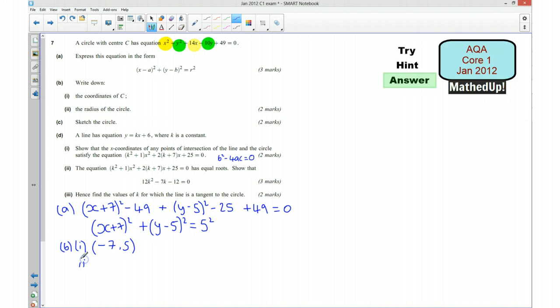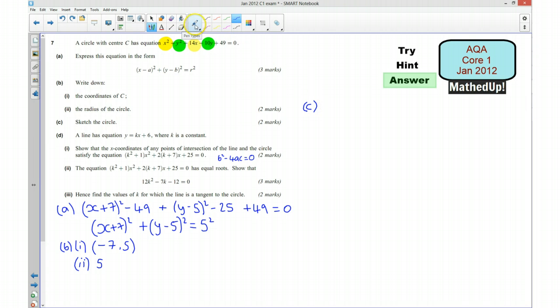Part 2, we want to find the radius of the circle, and the radius of the circle is given by the r value here, which is going to be 5. Okay, and then part C, so I'm just going to come over here.